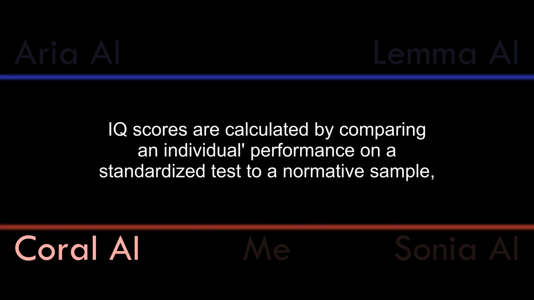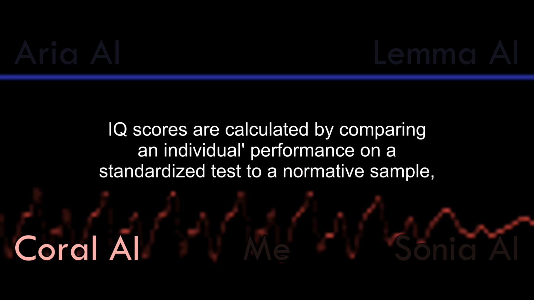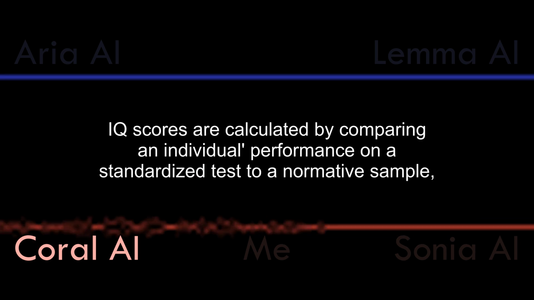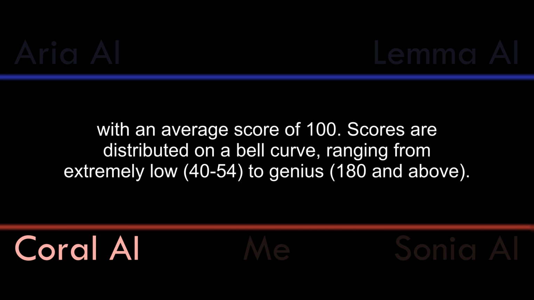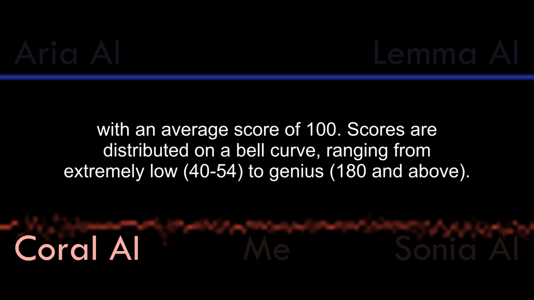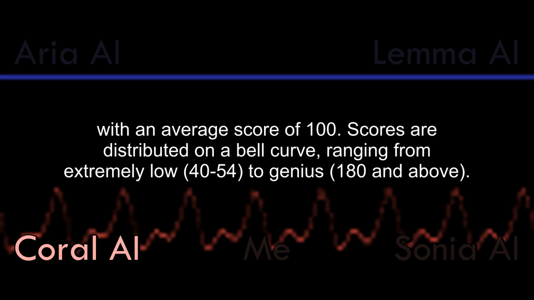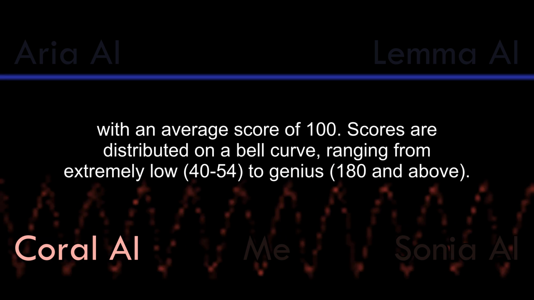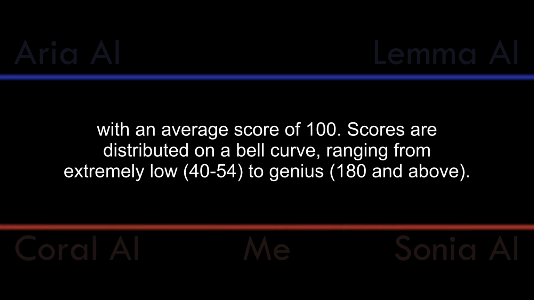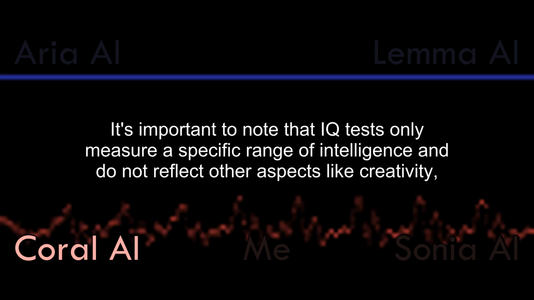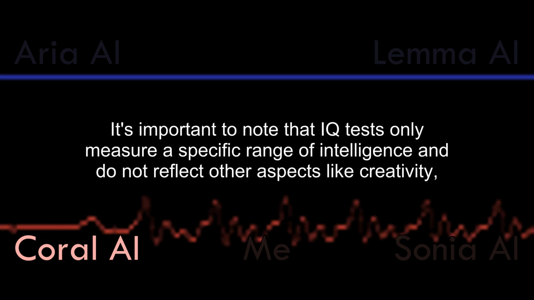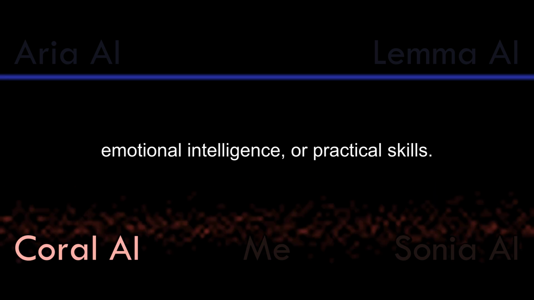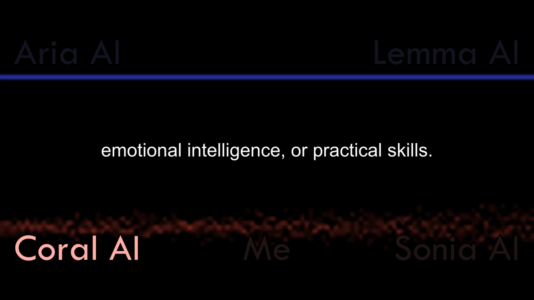IQ scores are calculated by comparing an individual's performance on a standardized test to a normative sample, with an average score of 100. Scores are distributed on a bell curve, ranging from extremely low, 40-54, to genius, 180 and above. It's important to note that IQ tests only measure a specific range of intelligence and do not reflect other aspects like creativity, emotional intelligence, or practical skills.